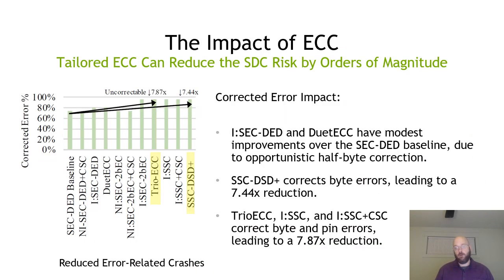Weighing by the error pattern probabilities from our model, we can estimate the overall impact of ECC given a random erroneous memory entry. This slide shows the corrected error percentage. By correcting byte errors, SSC-DSD+ reduces the uncorrectable error probability by 7.44 times over SEC-DED ECC. With its byte and pin correction, Trio ECC leads to a slightly higher 7.87 times reduction. Note that pin error correction is also desirable for permanent errors because it is a common permanent failure pattern, but those advantages are not present in these soft error results.